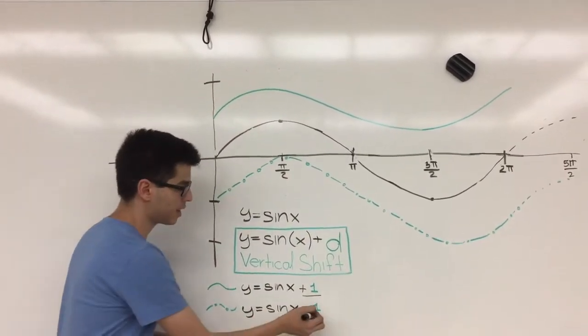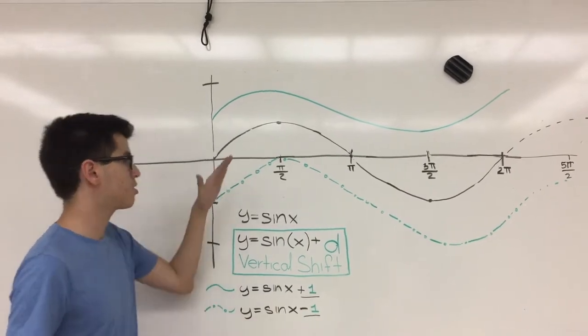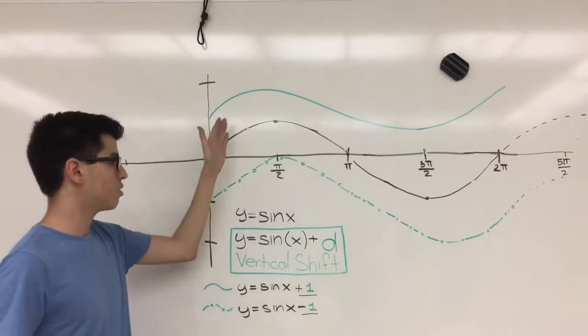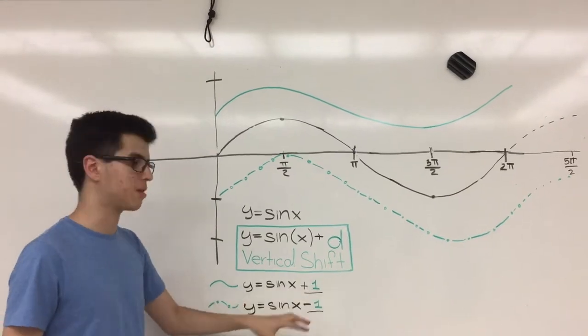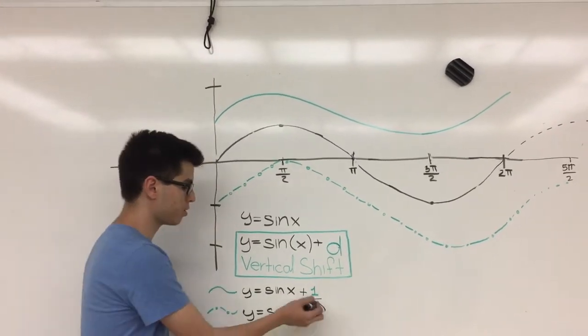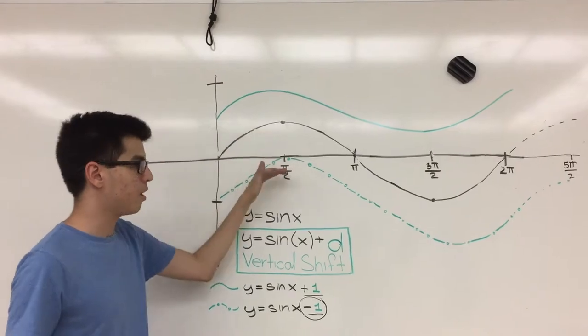And if the function has a negative number added, it means that the parent function will move down by the number of units that it says on the function. For example, in this function it says negative 1, which means that the function will go 1 unit down.